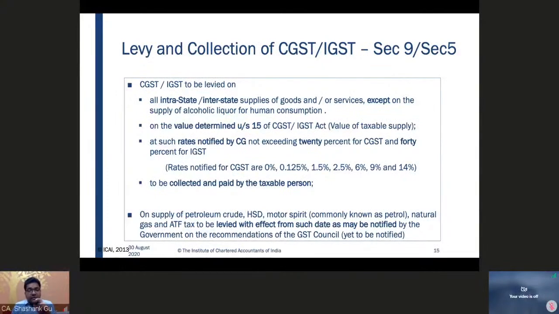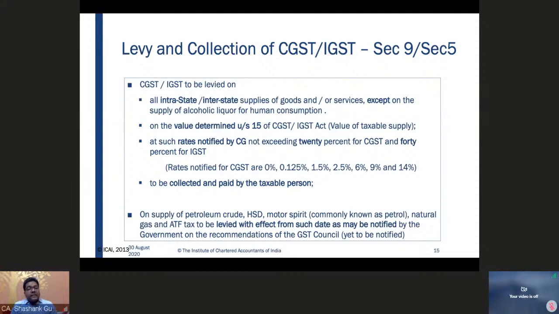So what is the relevance of this under Section 15? Actually, you may be charging 10 crore rupees. But if Section 15 says that the value will be 100 crores, then the tax has to be paid on 100 crores. And vice versa. You may actually be charging 100 crores, but if Section 15 says that it is only 10 crores, then you need to pay tax only on 10 crores. So that is the relevance of this section.